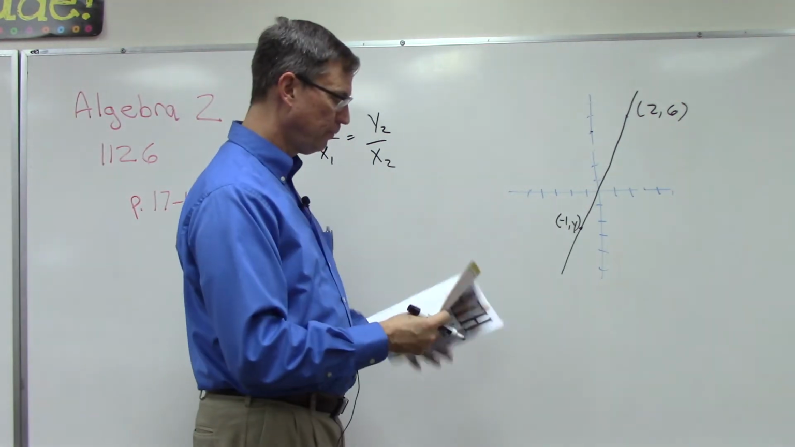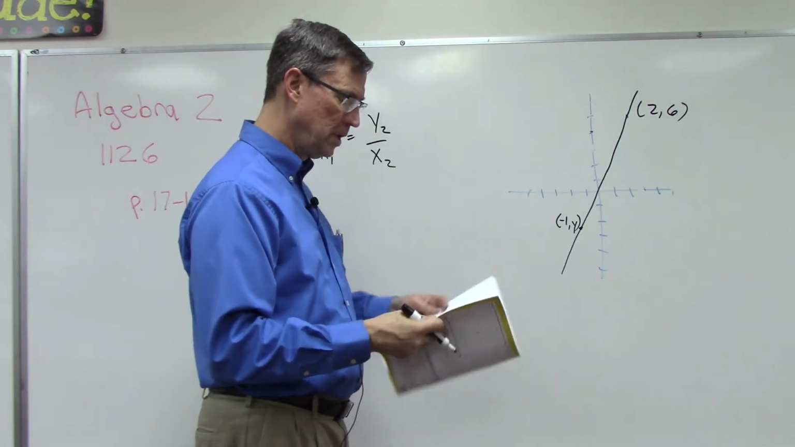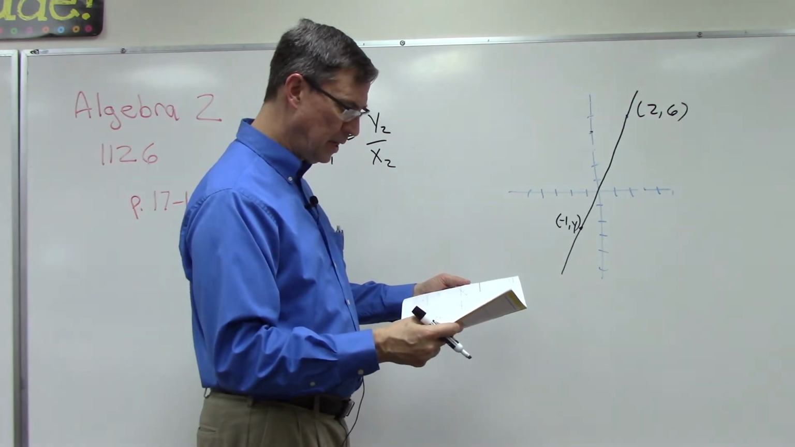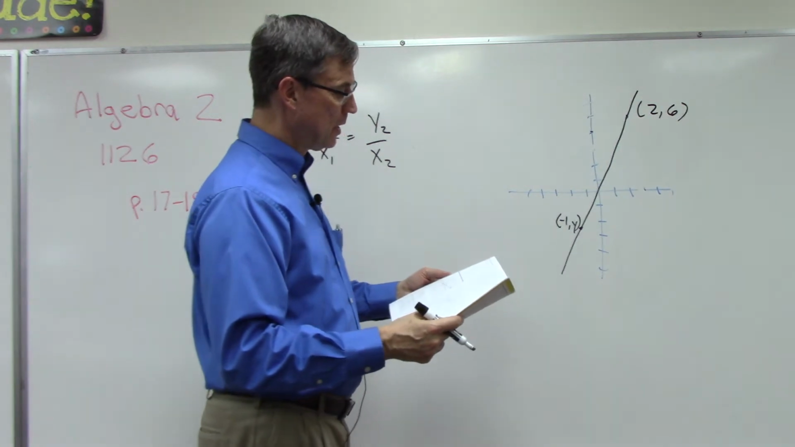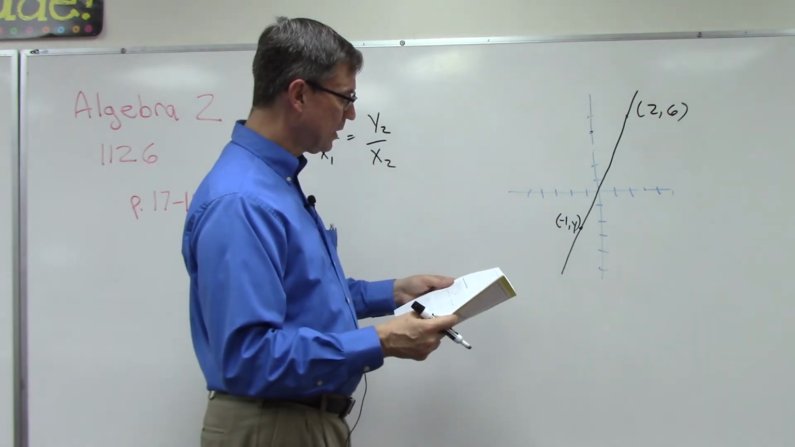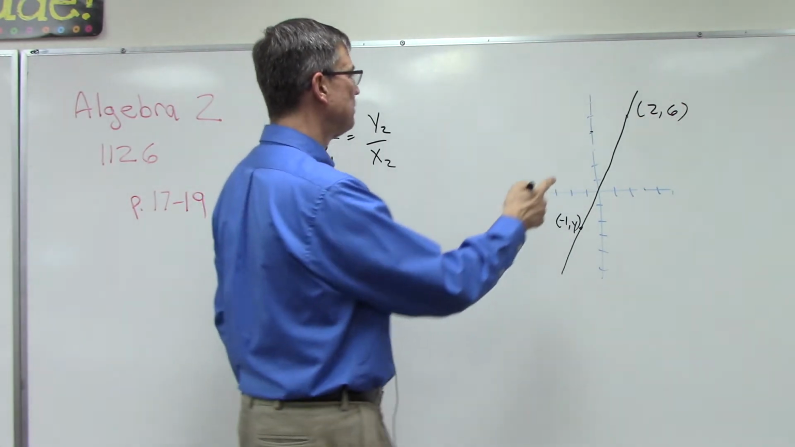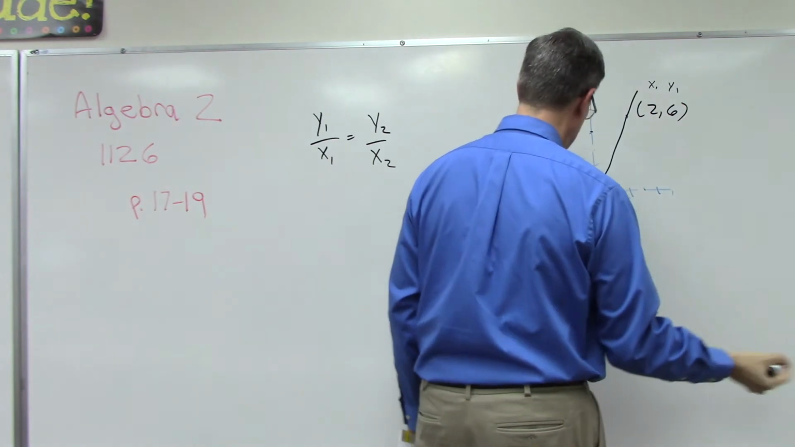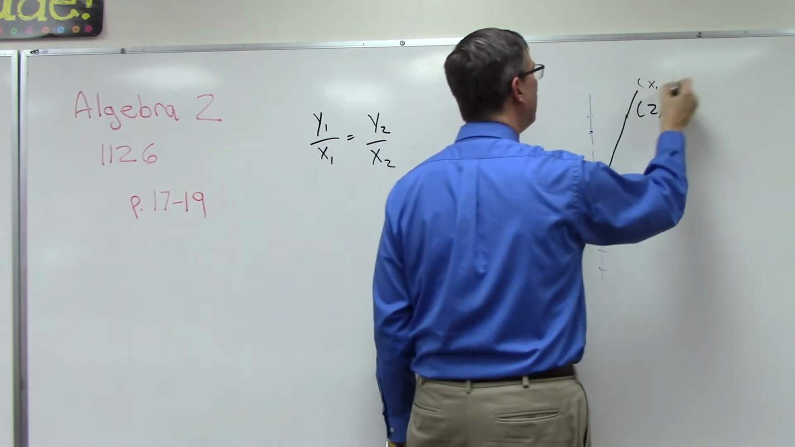I notice, and the significance of this will probably be pointed out in the future, but all of the lines on page 18 and 19 I notice are going through the origin. Did you notice that? But anyways, let's take a look here at, I'm just making up a problem here. This point, let's call this x1, y1, which means this will be x2, y2. All right?